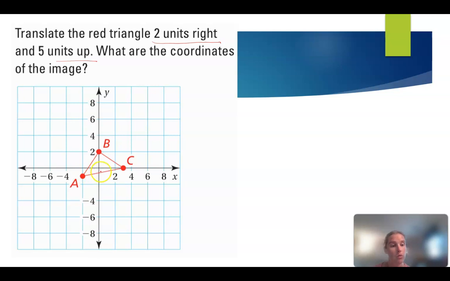Now we've got 5 units. 1, 2, 3, 4, 5. So there is A prime. All right, and now we need to take B and go 2 units right. So we just count 2 from 0 over to 2, up 5. 2, 4, 5, partway in between. And C needs to go 2 units right and up 5. 2, 4, 5. It's just going to kind of be floating out here in the middle.